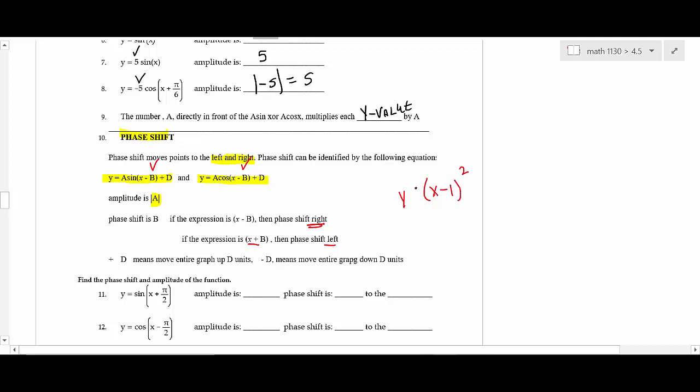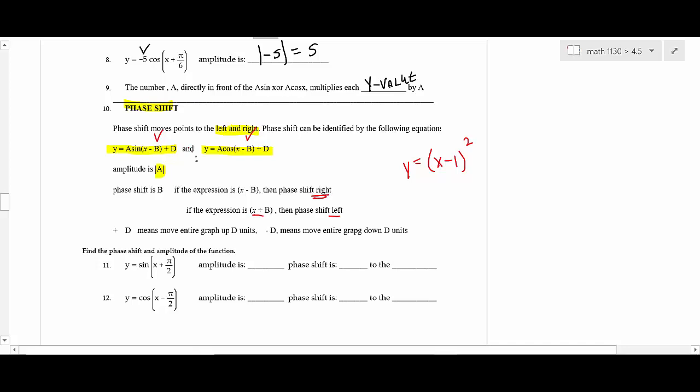That's no different than having a quadratic function. Like if you had y equals that, what would that do? The parabola would go 1 to the right. So it's exactly the same thing. We just call that a phase shift. Then if you have d, d is up or down.